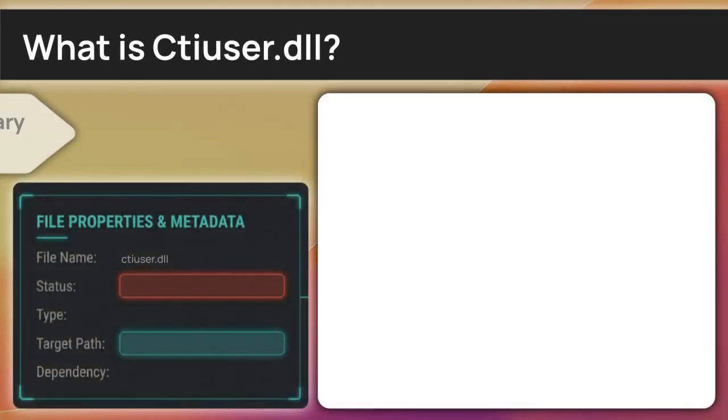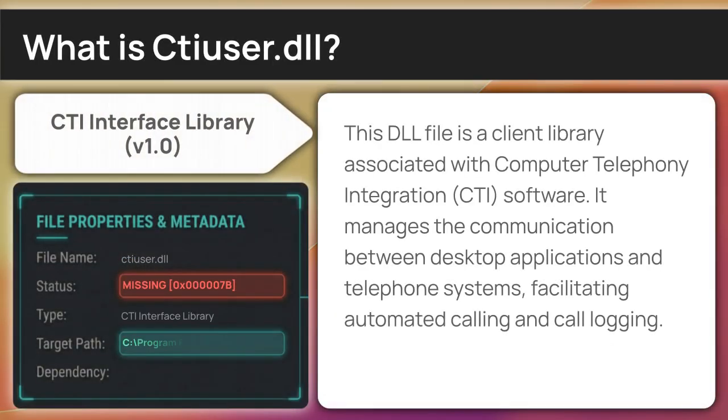This DLL file is a client library associated with computer telephony integration (CTI) software. It manages the communication between desktop applications and telephone systems, facilitating automated calling and call logging. Now that you know how the file works, let's focus on the how and fix the issue.